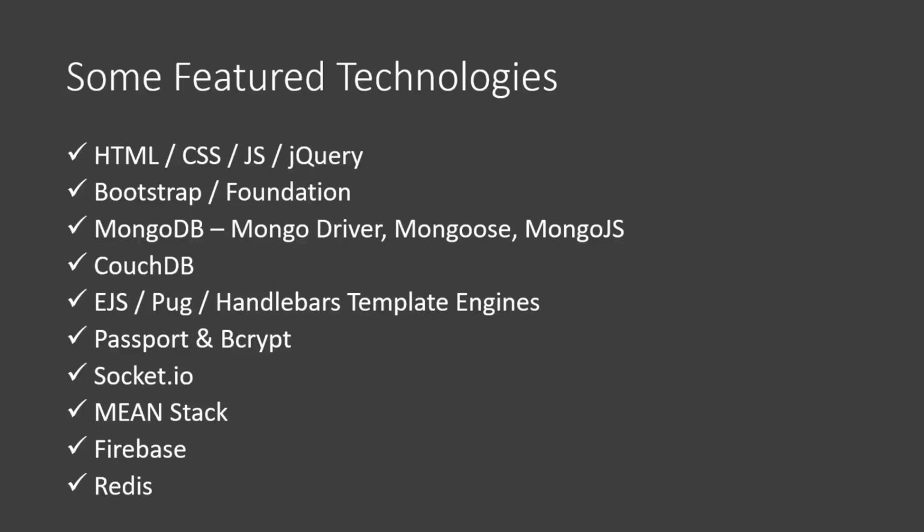So some featured technologies in this course, of course HTML, CSS, and JavaScript, a little bit of jQuery. We'll work with front-end frameworks like Bootstrap and Foundation, MongoDB, along with some ORMs such as Mongoose, MongoJS, the standard Mongo Driver. We'll also work with the CouchDB NoSQL database. We'll be using EJS, Pug, and Handlebars for template engines. We'll use Passport and Bcrypt for user authentication, Socket.io and WebSockets. We'll work with the MEAN stack, which is MongoDB, Express, Angular, and Node. We'll work with Firebase, and we'll also work with the Redis database and cache system.